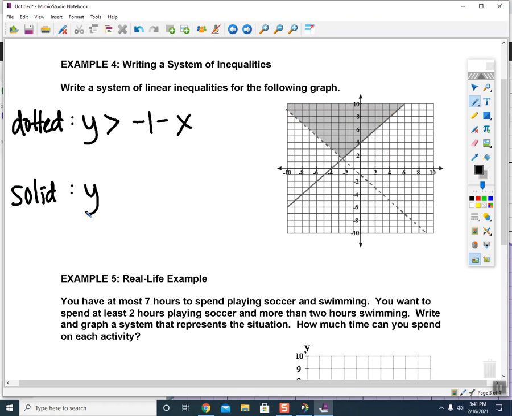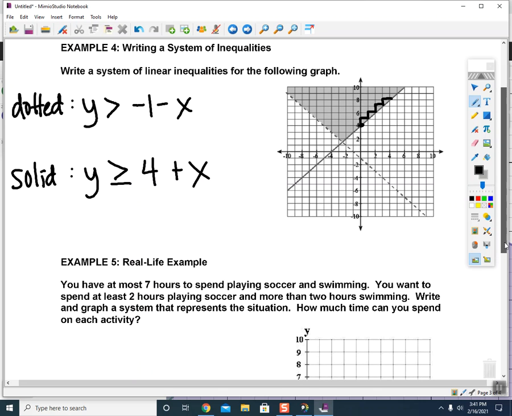Y is something. My y-intercept happens up here at 4. And now I'm going up 1 over 1 every single time to get to the next point. So that means I have a slope of +1 plus x. Again, I'm shading on the side where y is getting bigger. This is a solid line, which means that I'm going to include the points on that line. So y needs to be greater than or equal to 4 plus x. That is the two inequalities that form the system of inequalities.